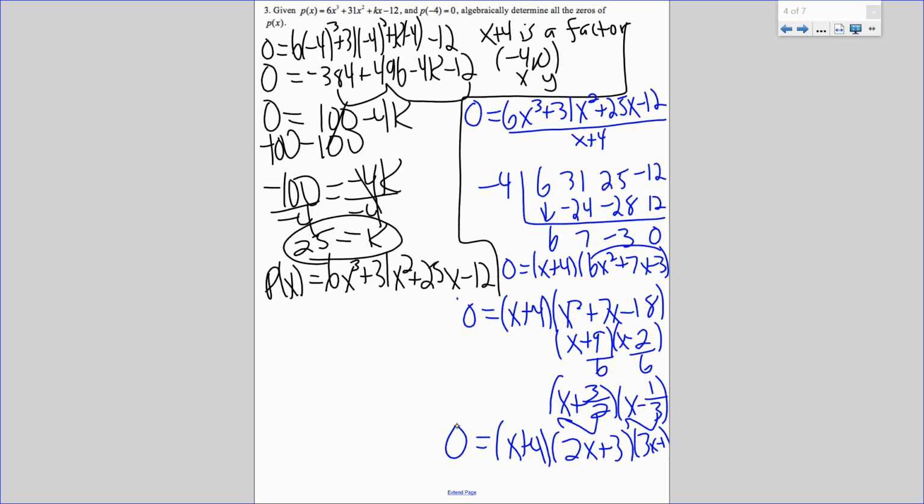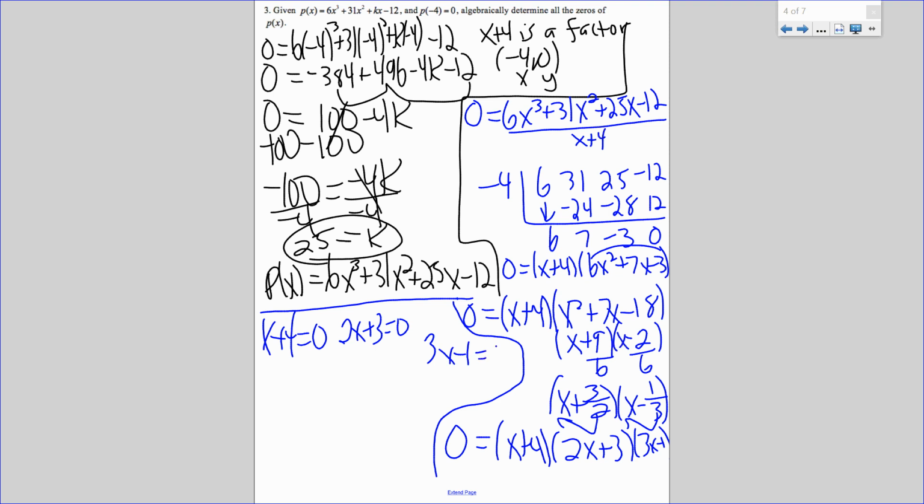Now I set each factor equal to 0. These are not super simple ones, so I'm going to actually go through that process. X plus 4 equals 0. 2x plus 3 equals 0. And then 3x minus 1 equals 0. So the algebra on this one was a little bit nastier because of bridge method.